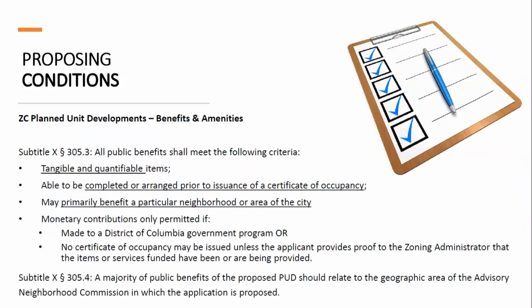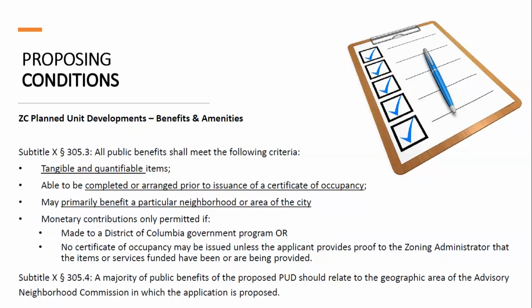Subtitle X, Section 305.3 states that all public benefits shall meet the following criteria. It has to be tangible and quantifiable items. They must be able to be completed or arranged prior to the issuance of the certificate of occupancy, and may primarily benefit a particular neighborhood or area of the city. Monetary contributions are only permitted if made to a District of Columbia government program, or no C of O may be issued unless the applicant provides proof to the zoning administrator that the items or services funded have been or are being provided.